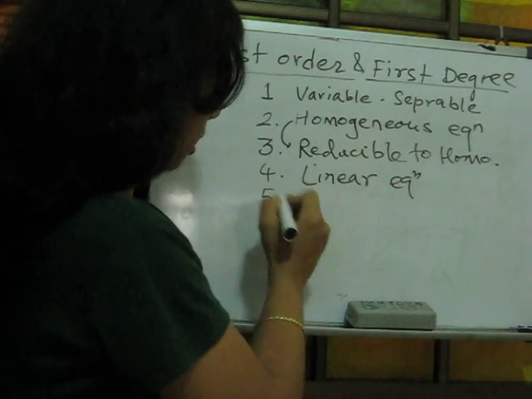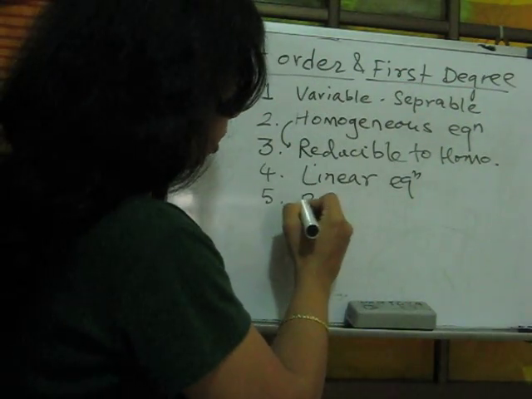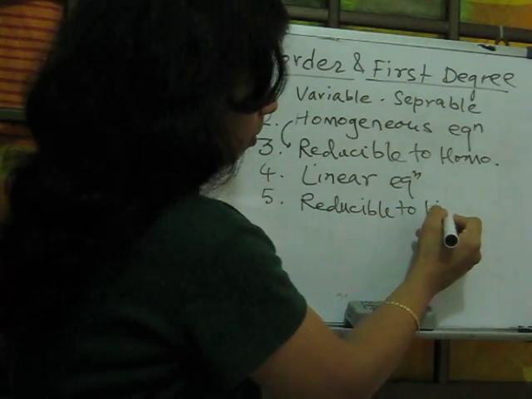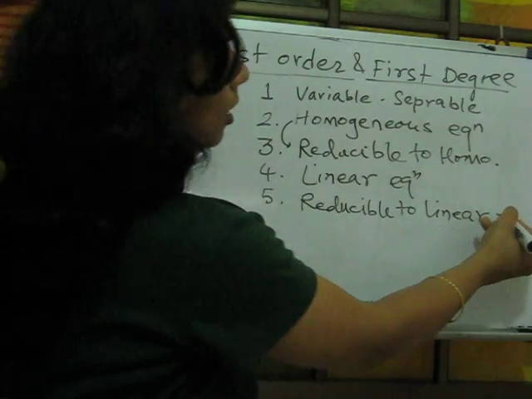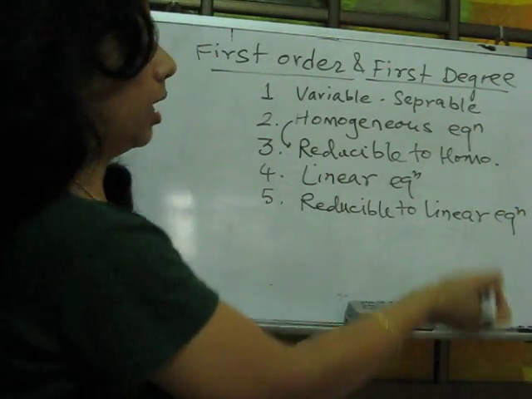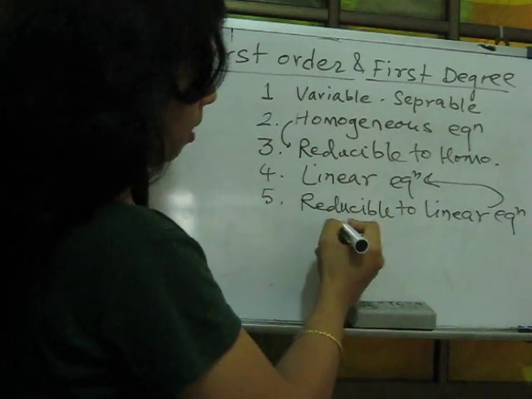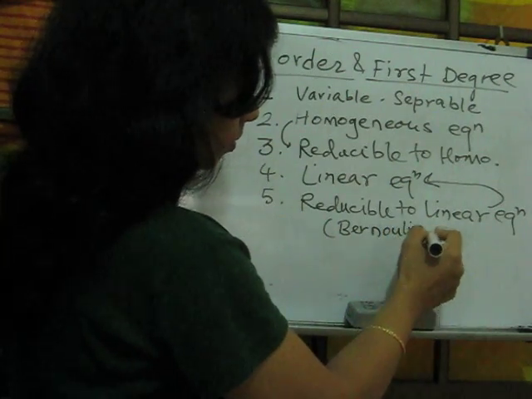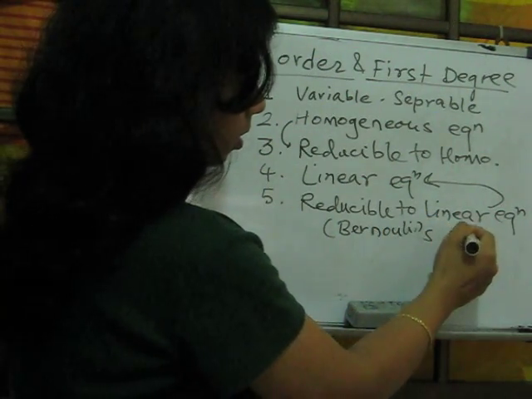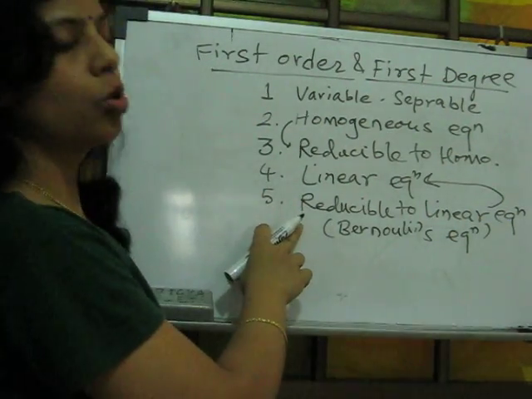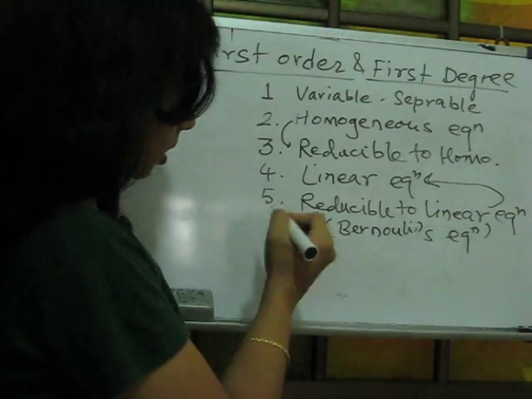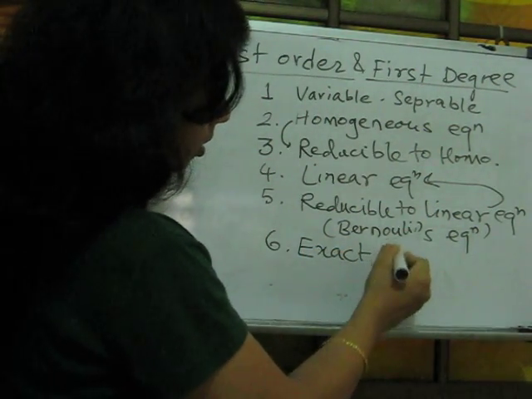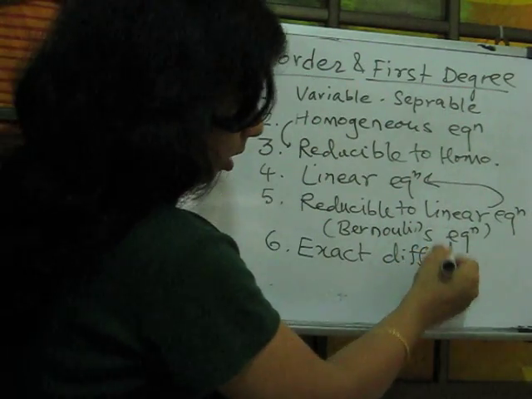And the fifth one is similar to linear, that is reducible to linear equation. It means any equation we can reduce and convert into a linear equation, and then the further method is the same. This equation is also known as Bernoulli's equation. And the last, sixth one is the exact differential equation.